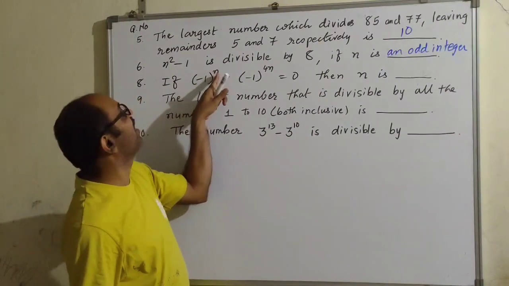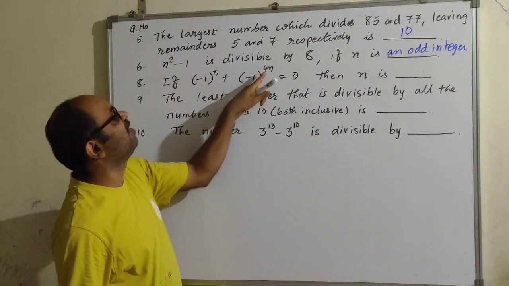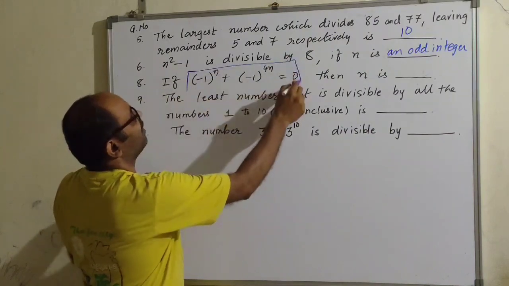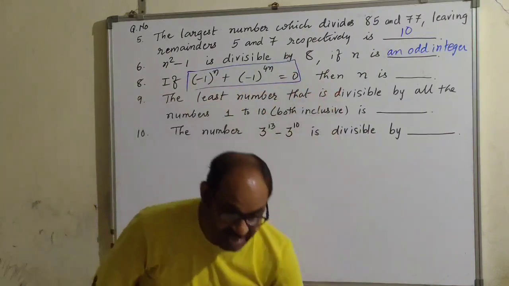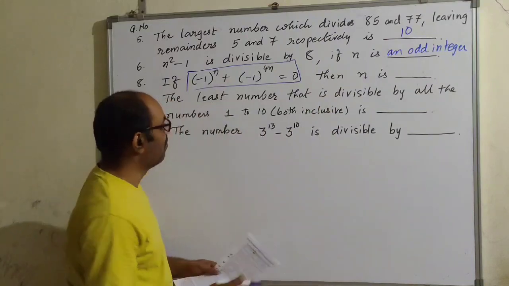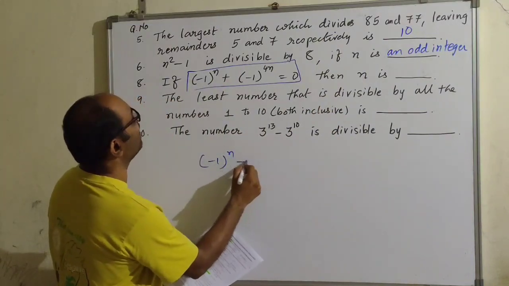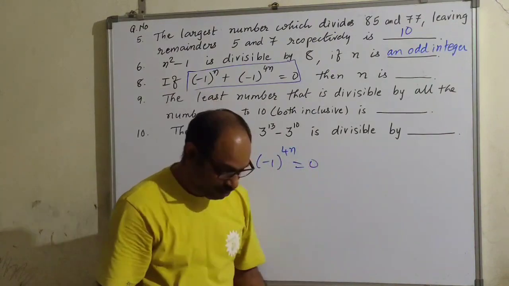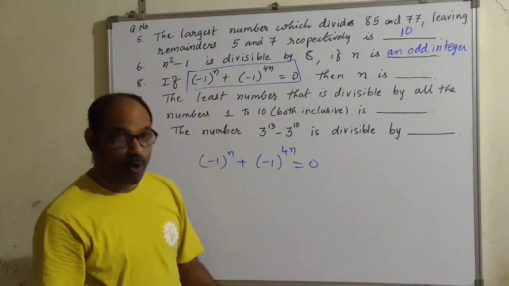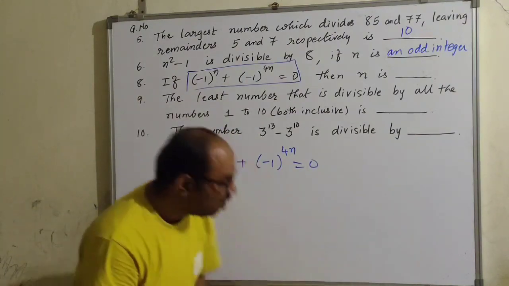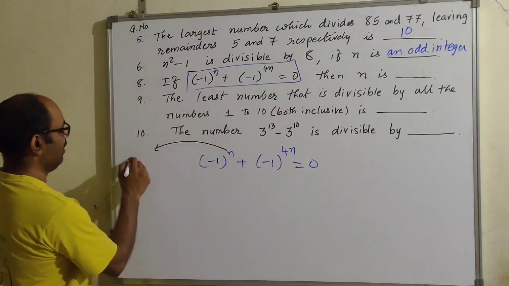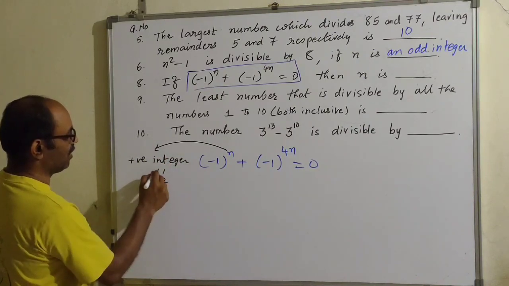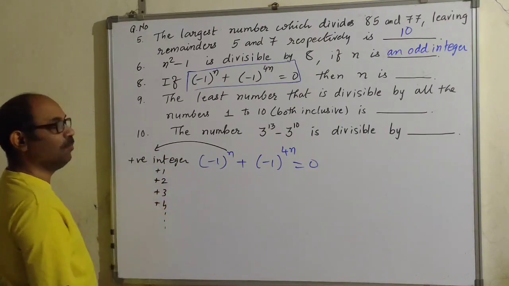Now, if minus 1 raised to n plus minus 1 raised to 4n is equal to 0, it is an equation, children, it is equal to 0, then n is dash. Once again, we'll see the options one by one. Minus 1 raised to n plus minus 1 raised to 4n is equal to 0. Option A, a positive integer. This n is a positive integer. And which are positive integers? 1, 2, plus 1, plus 2, plus 3, plus 4. These are positive integers.